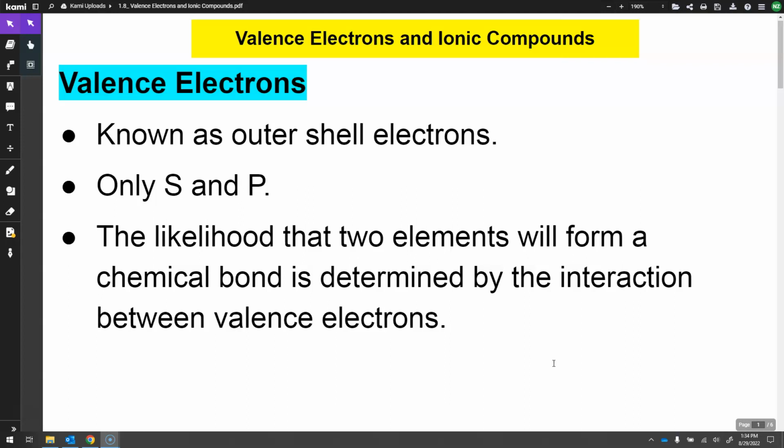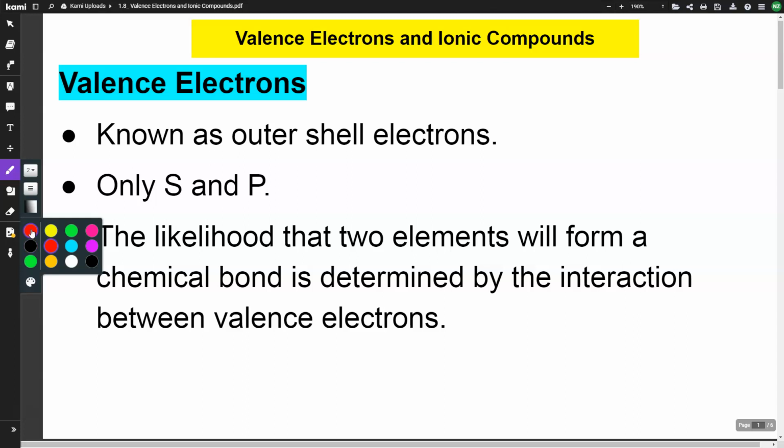All right, in this lesson we're going to go through valence electrons and ionic compounds. So let's start with valence electrons. Valence electrons are known as outer shell electrons. So let's just do a quick Bohr diagram here.